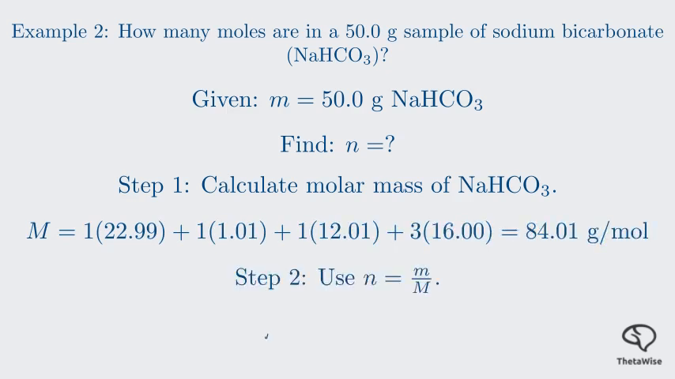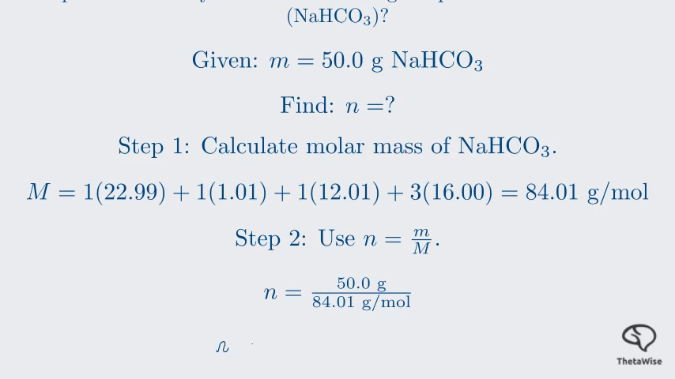Now we use the mole equation, rearranged for moles. n equals m over M. So 50.0 grams divided by 84.01 grams per mole. The result is 0.595 moles of sodium bicarbonate. So a 50-gram sample contains about 0.6 of a mole.